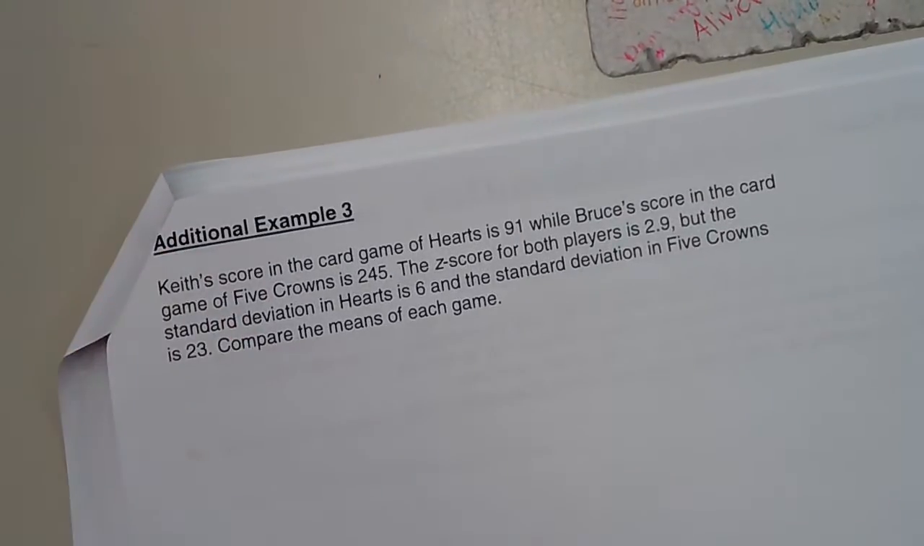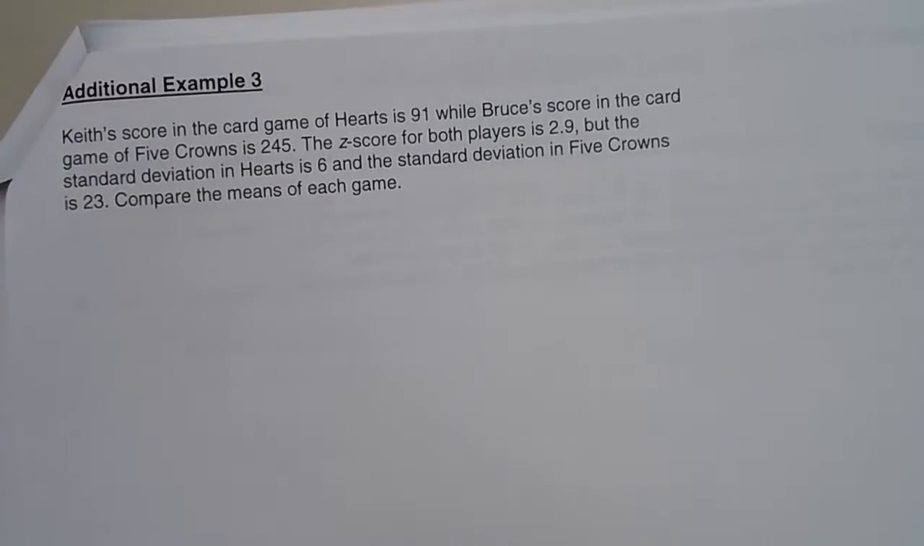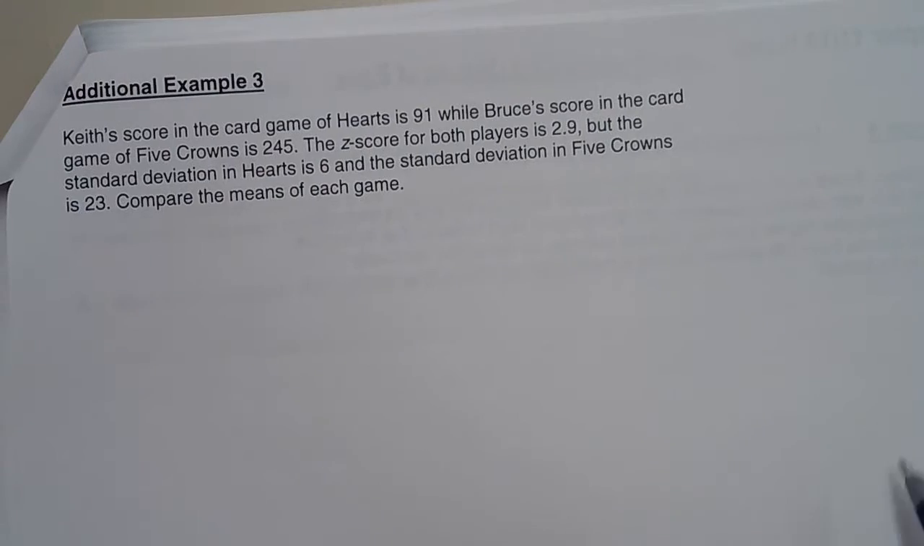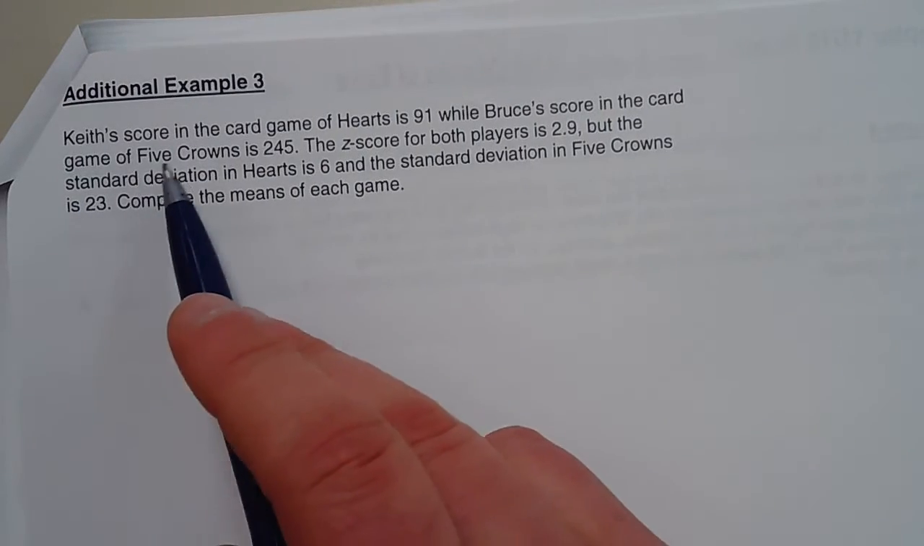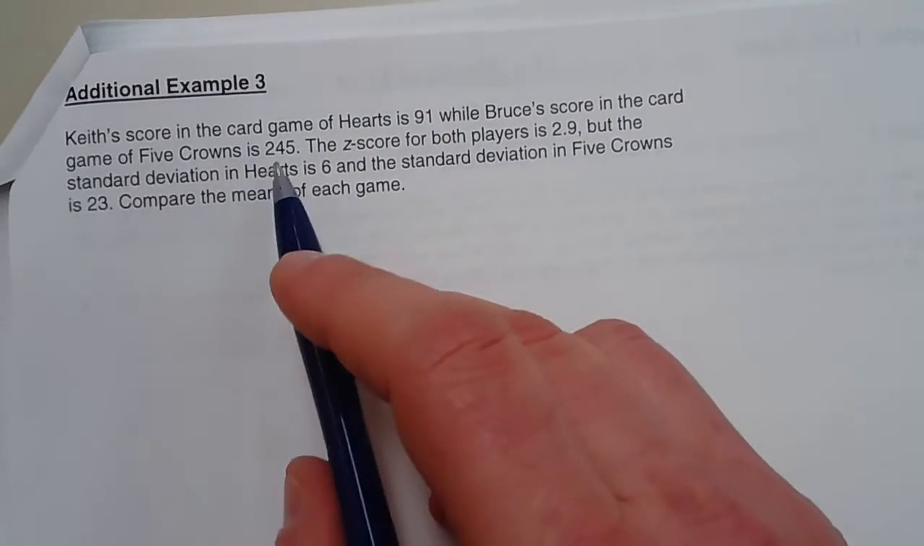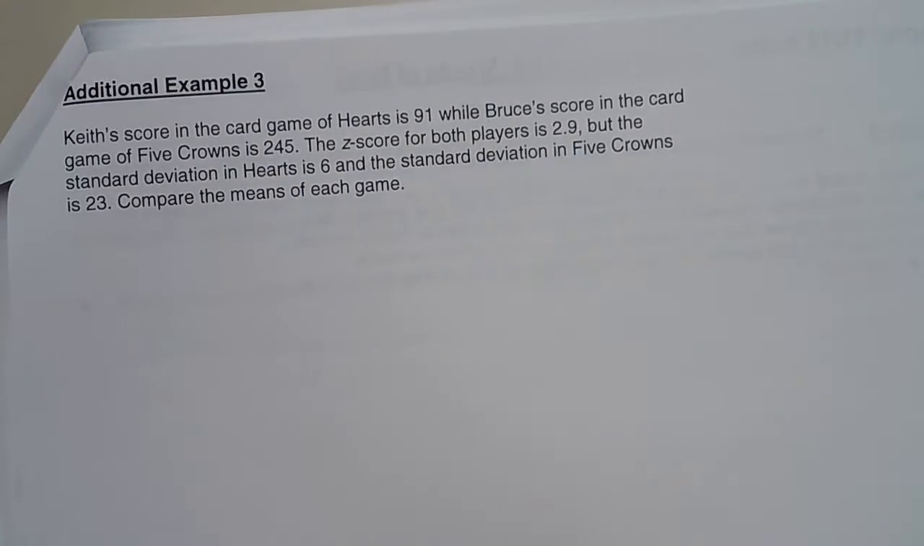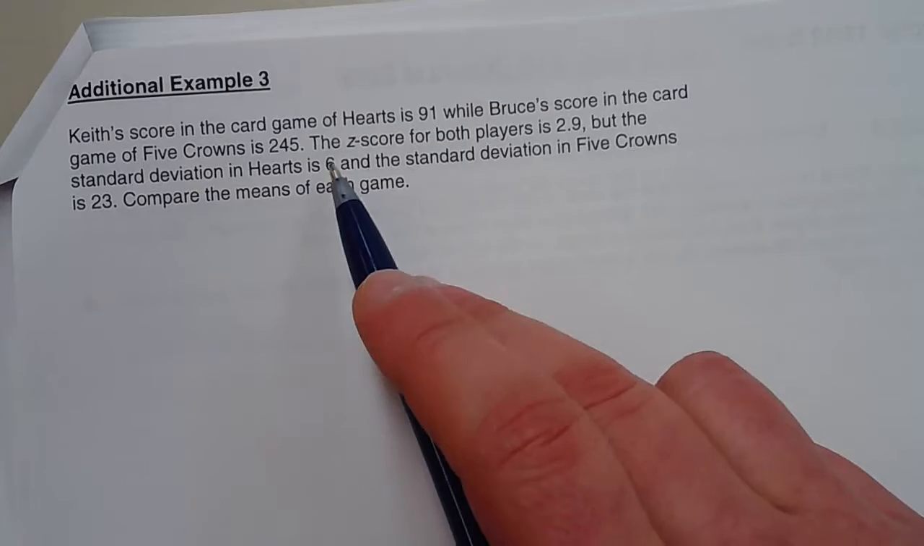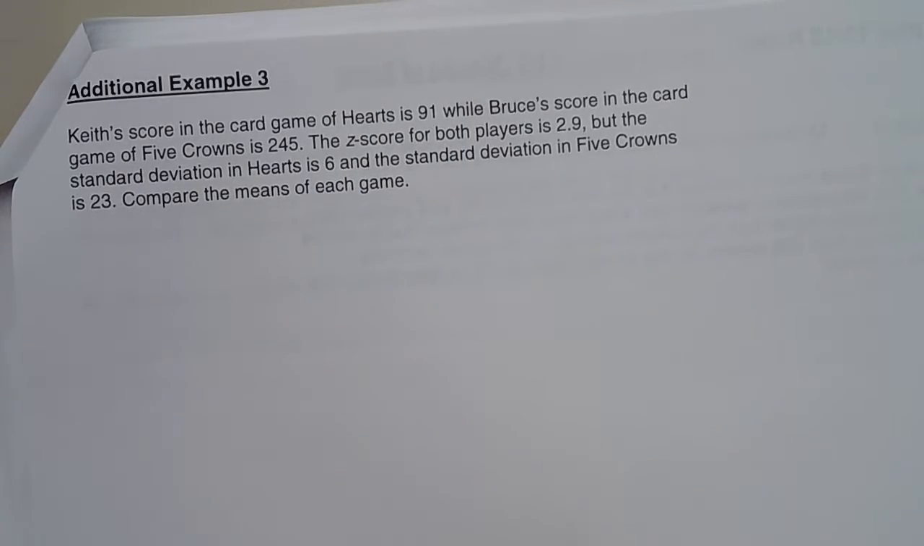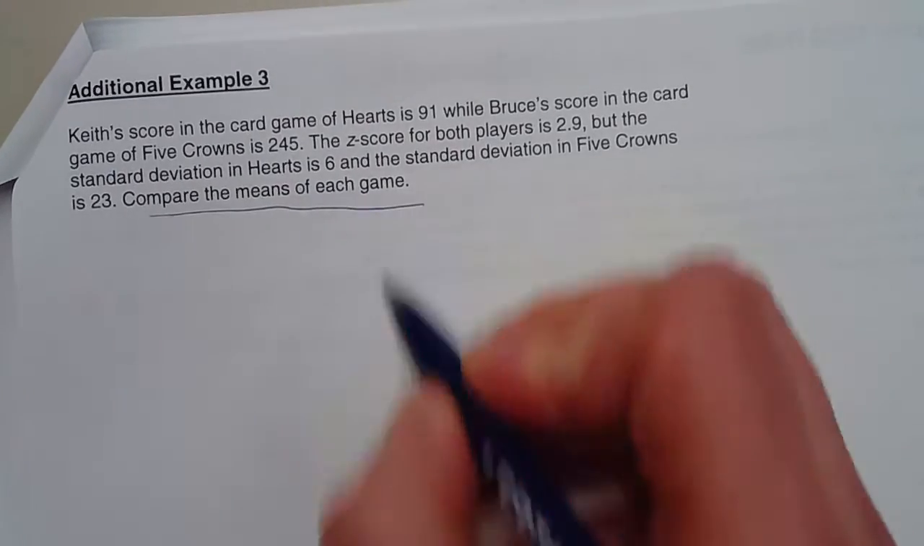Now, here's one that's a little different. This is going to kind of solve for some values. So here we've got Keith. It says Keith's score in the card game Hearts is 91. And Bruce's score in some other game called 5 Crowns, which I've never heard of, is 245. Both players had a z-score of 2.9. The standard deviation in Hearts was 6, and the standard deviation in 5 Crowns was 23. Compare the means of the games.